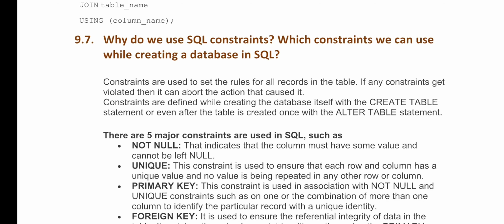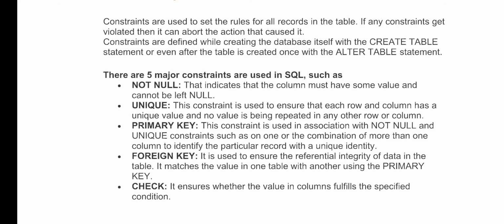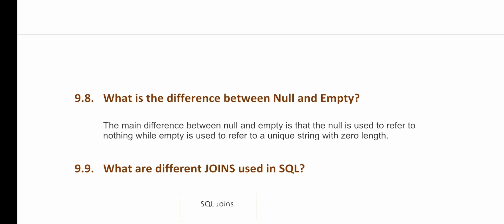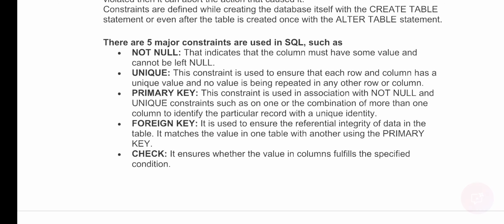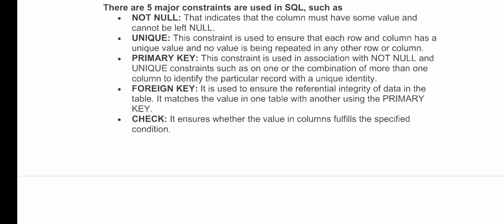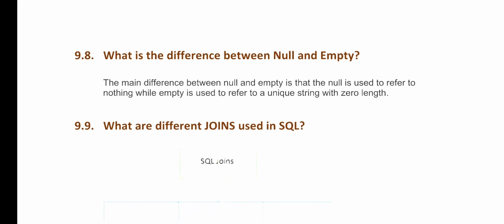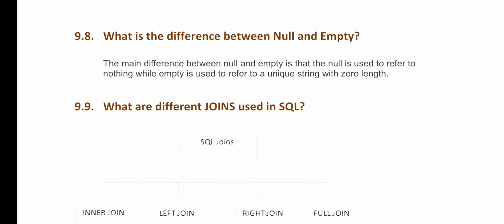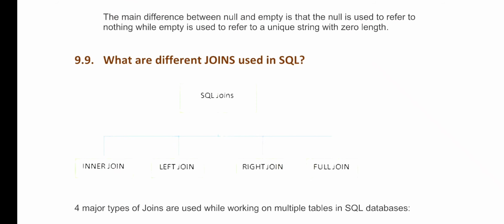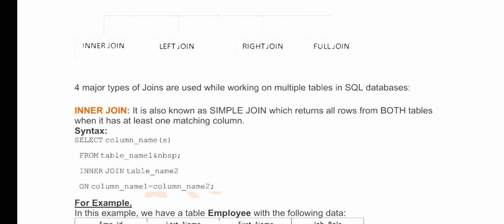And why do we use SQL constraints? Which constraints we can use while creating a database in SQL? Constraints in the sense primary key, foreign key, not null, unique, and check. Okay, what is the difference between null and empty? What are the different types of joins frequently used?